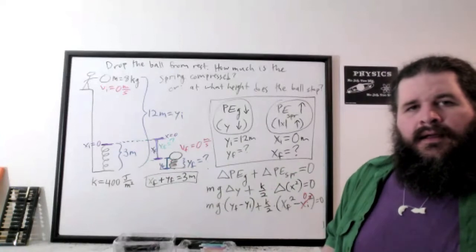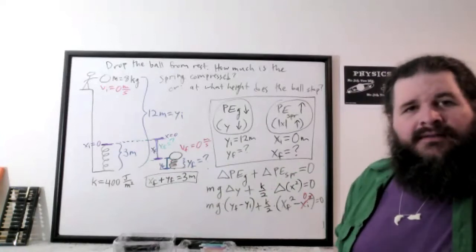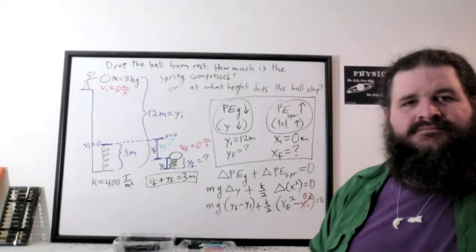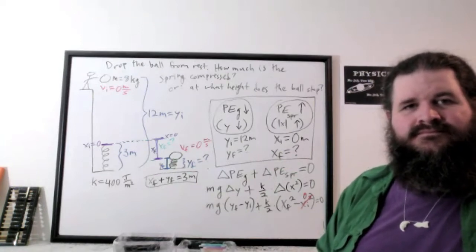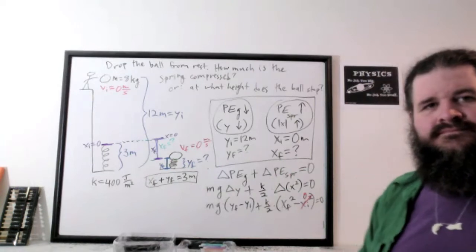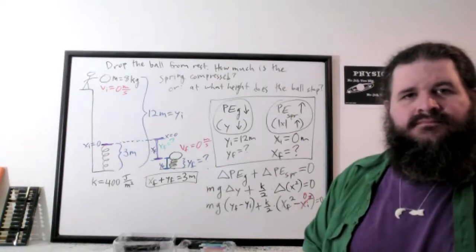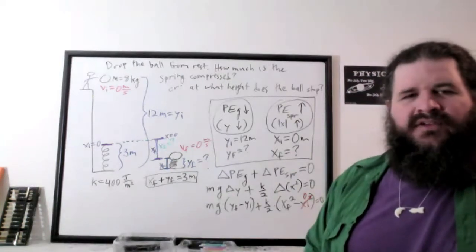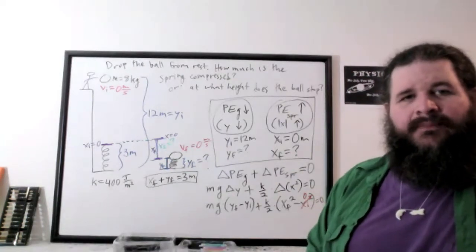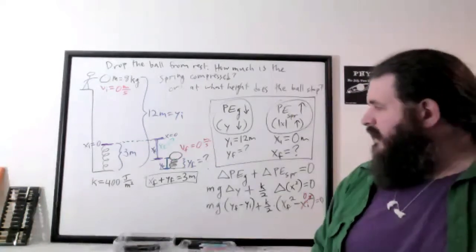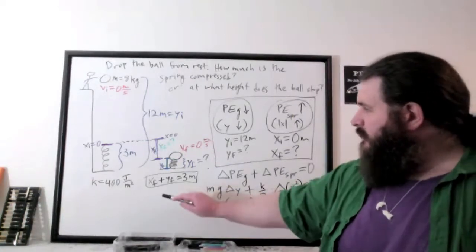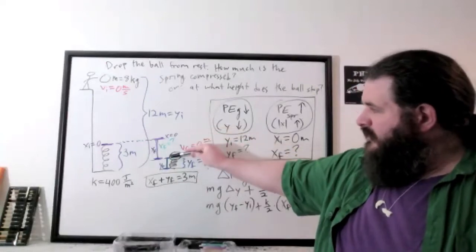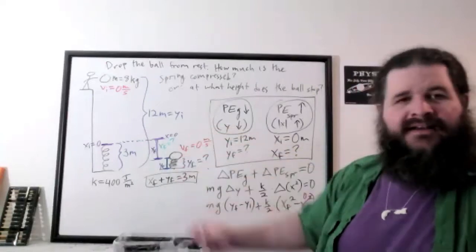Sorry, Tracy, can I ask a question? Yeah. If you have this kind of system where you're dropping a ball onto a spring, does that typically always require some kind of substitution, or is it just in this case? It sometimes does, sometimes doesn't. It really depends on how you're setting up the coordinate system. In this case, it requires substitution because we have two unknown variables. We don't know how far the ball compresses the spring, and we don't know the final height of the ball.